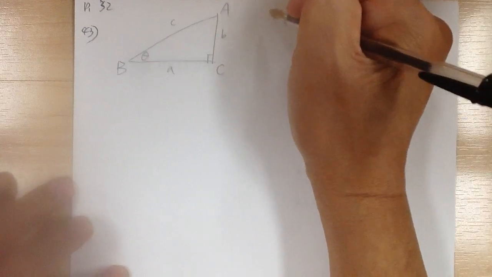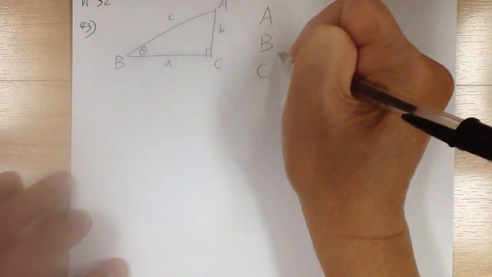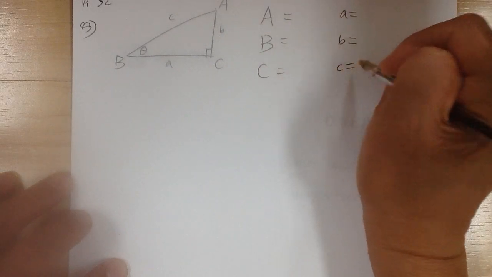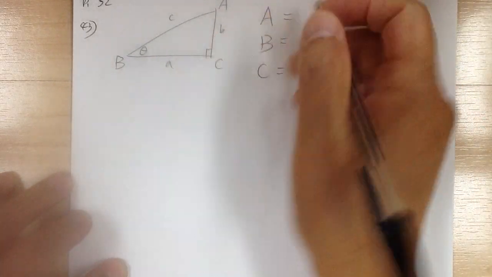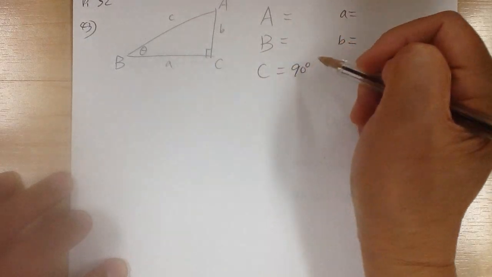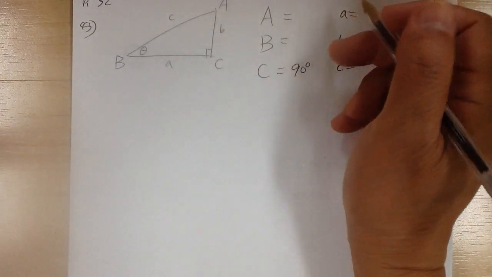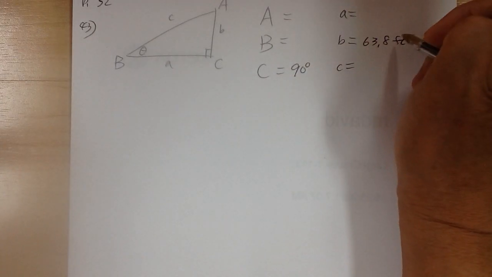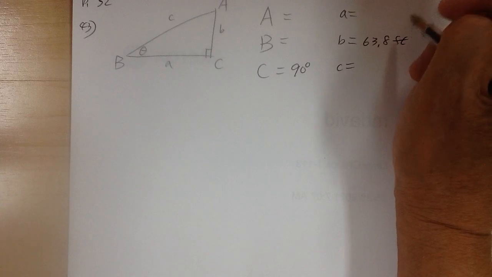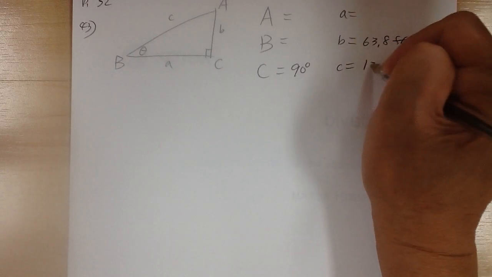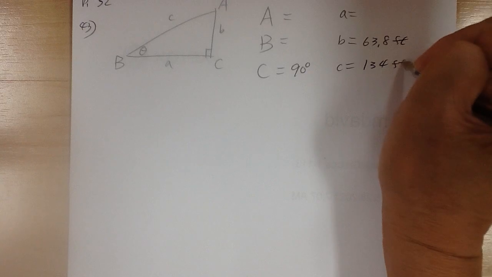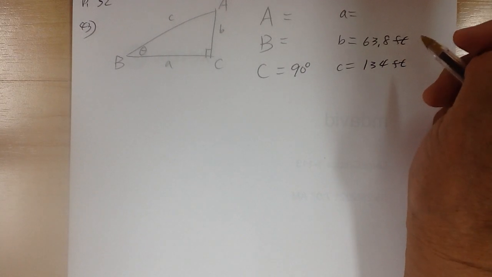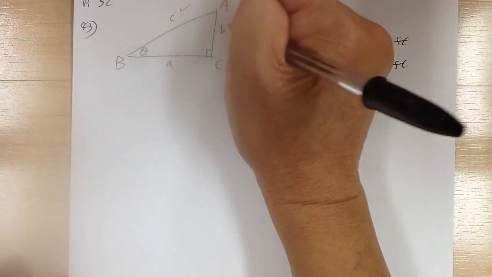Okay. Again, keep things organized. You want to write A, B, C. That way you know what you have and what you need to solve. So right away, this is the right angle, so angle C is 90 degrees. And let's see what else is given. Small b is 63.8 feet, and c is 134 feet, and you're going to round to the nearest 10 minutes. Okay, so we know these.